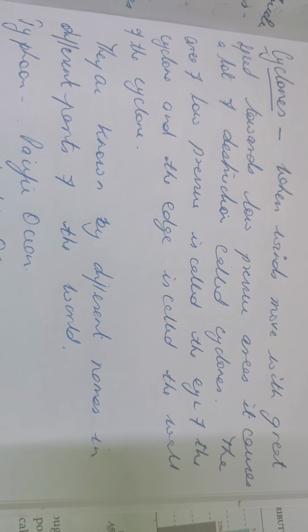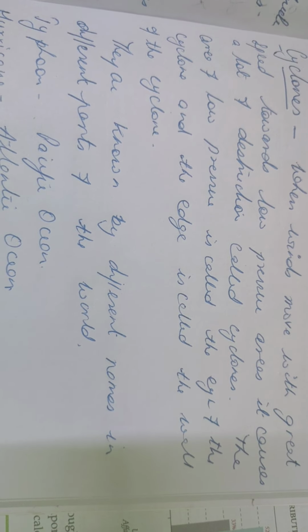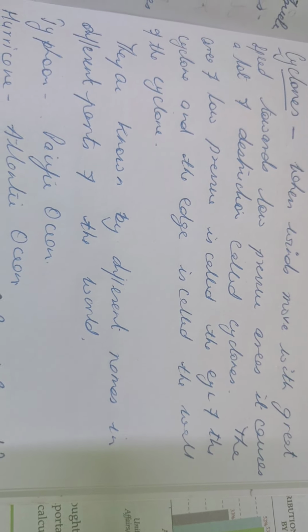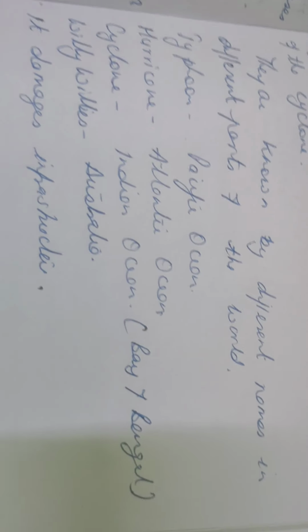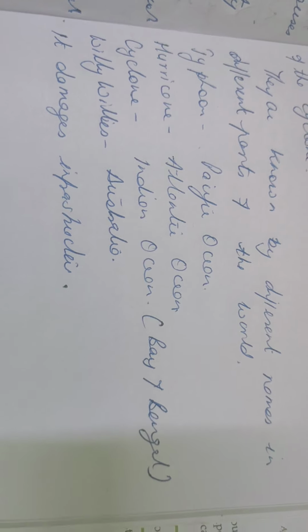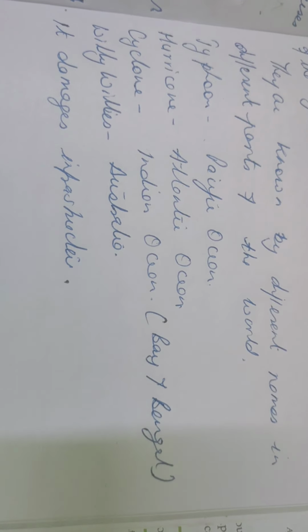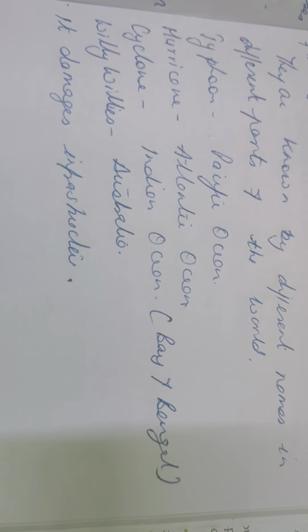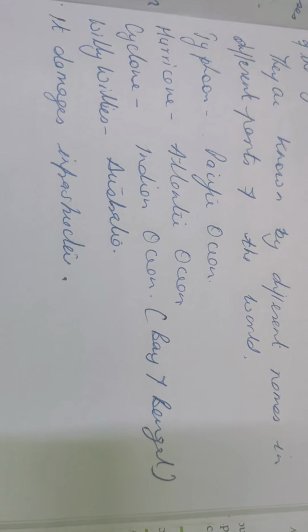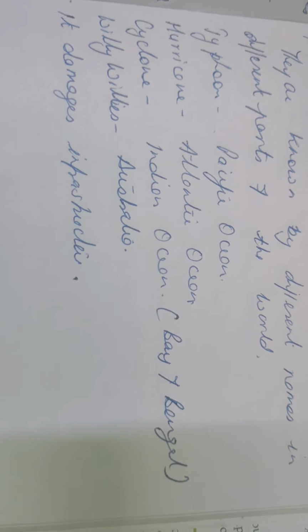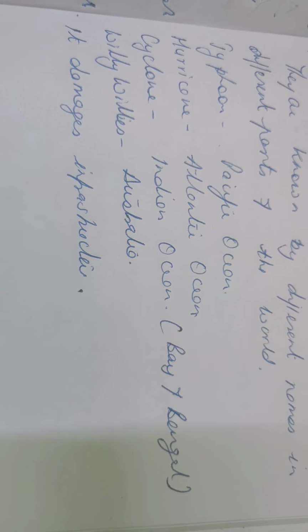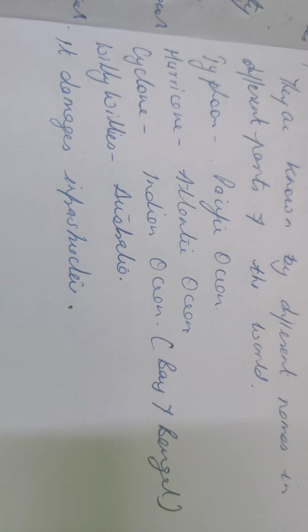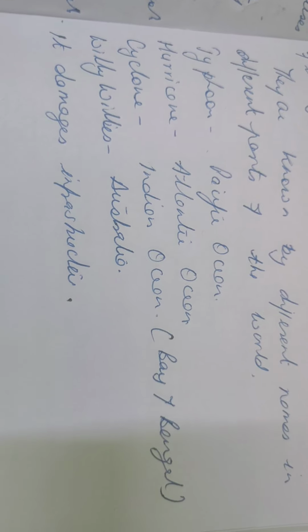So when wind moves from a high pressure area to a low pressure area in a circular motion, that is what a cyclone is, and they are known by different names in different parts of the world. They're called typhoons in the Pacific Ocean, hurricanes in the Atlantic Ocean, cyclones in the Bay of Bengal branch of the Indian Ocean, willy-willies in Australia, and of course it causes life and infrastructure damage continuously.